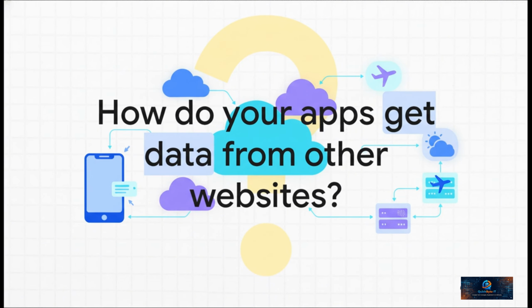You pull up your weather app and boom, there's the forecast. Or you're on a travel site and somehow it's showing you flights from dozens of different airlines all on one page. How does that even happen? It kind of feels like magic, right? Well, it's not magic, but it is some seriously cool and elegant technology.